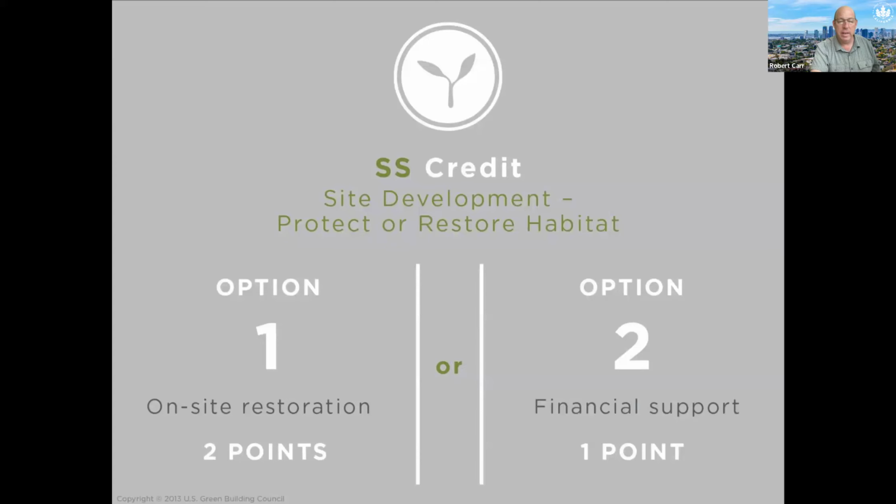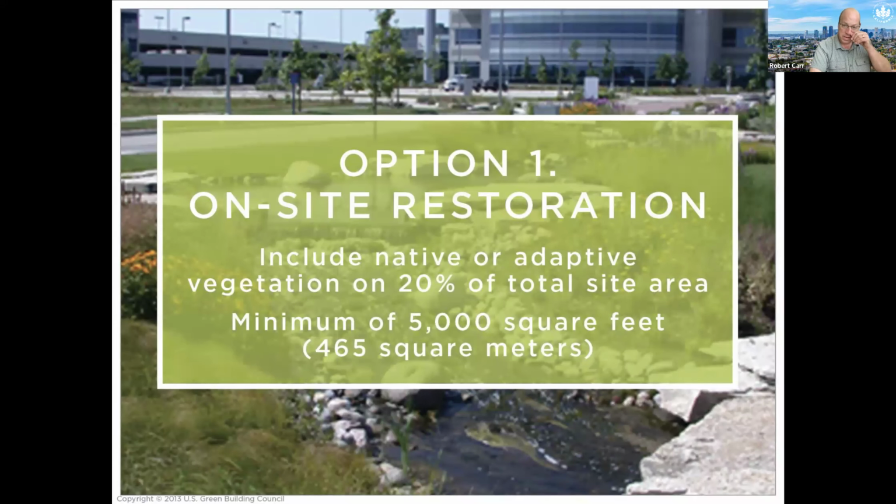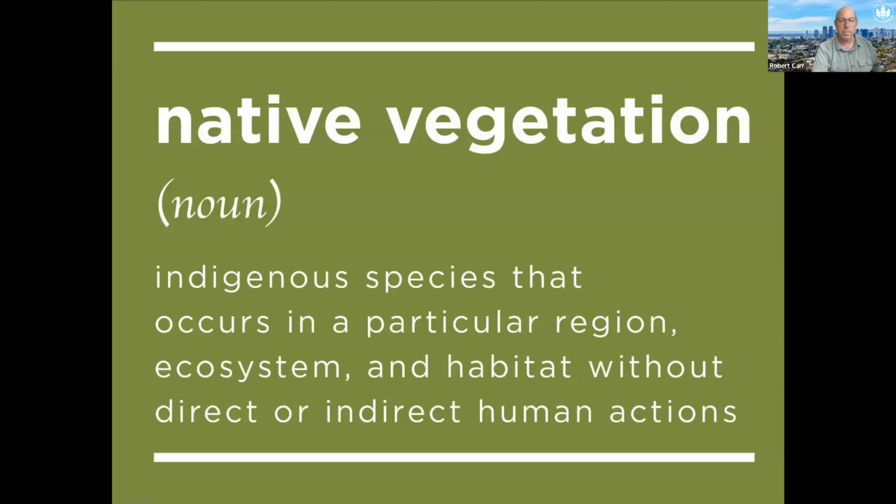And then, again, are we going to restore habitat? You can either do that on site, meaning you would take any kind of hardscape or anything that's not turf, or even turf, and basically put in natural landscaping. Or if that's not possible, you can go and finance other projects that are offsite to do that. So for on-site restoration, you have to include 20% of the total site area as native or adaptive vegetation, a minimum of 5,000 square feet. If you can't meet that, then you would try option number 2.